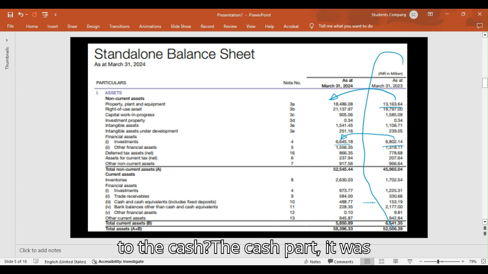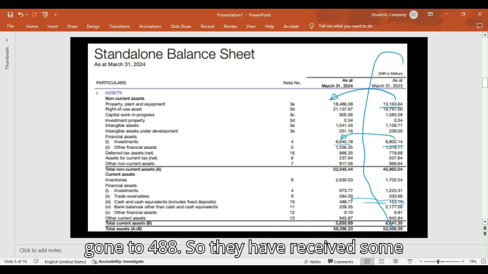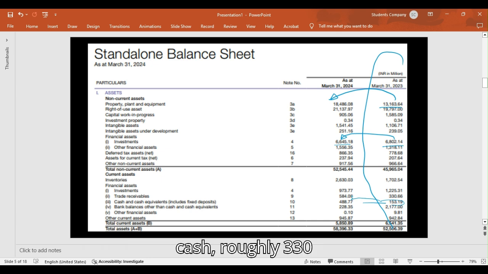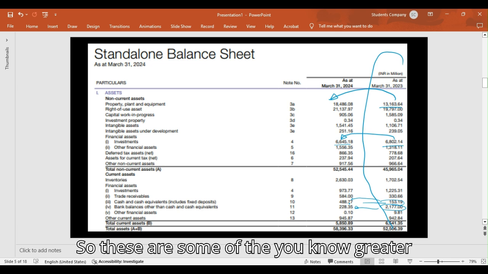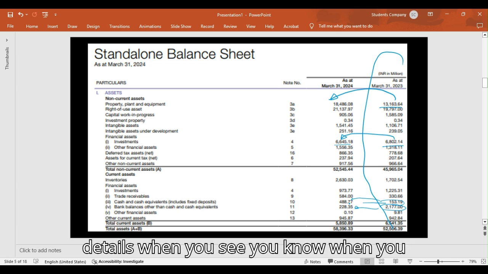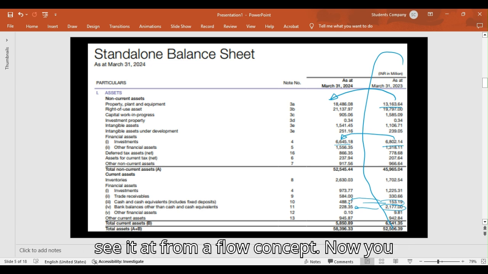The cash part, it was 153 in 2023, and now it's gone to 488. So they have received roughly 330 crores. Now we have to know where this cash came from. Again, you look at the bank balance, it has gone down from 2000 to 228.